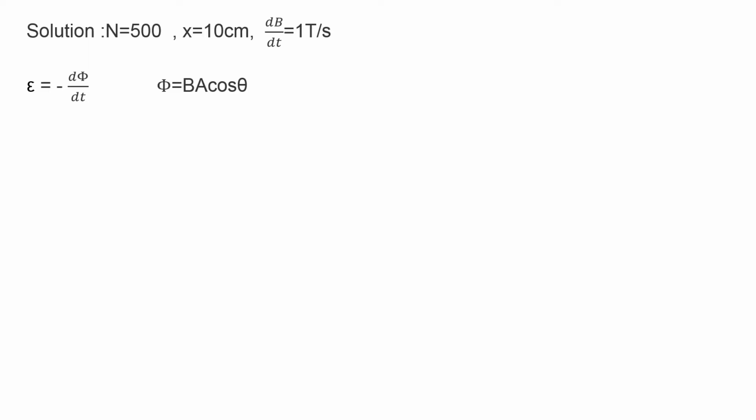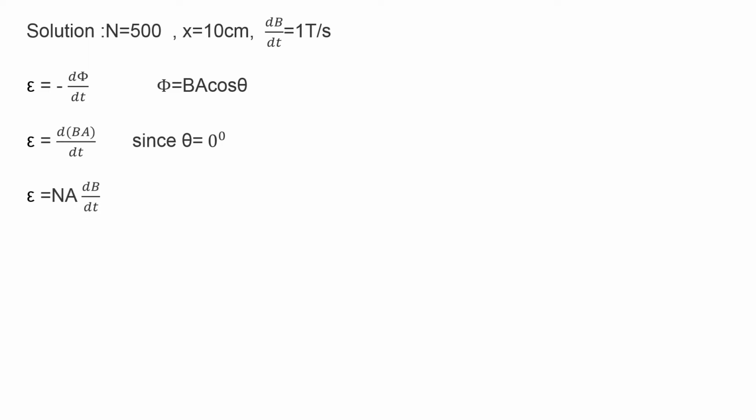So in this question theta is 0, because the direction of the area of the square and the direction of the magnetic field are parallel, which means the angle between the magnetic field and the area direction is 0. So you get epsilon equal to d of BA by dt. Here theta is 0 degree, so cos theta becomes 1, and the formula becomes d of BA.